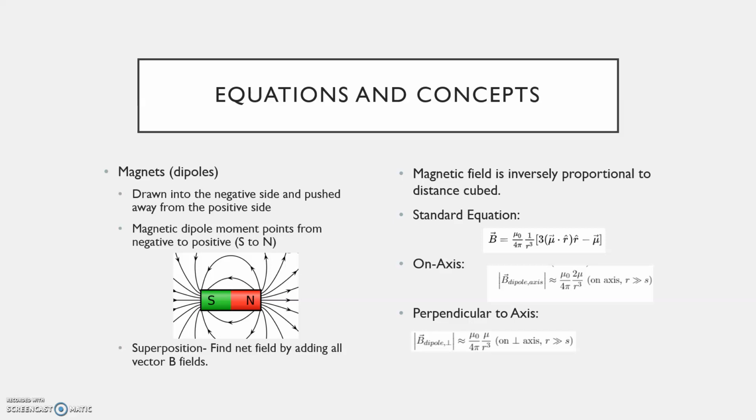Superposition is also used in this, as we find the net field by adding all the individual vector B fields. The magnetic field equation is also used. Magnetic field is inversely proportional to the distance cubed. The standard equation is shown, as well as the special equations for on-axis and perpendicular-to-axis locations. You notice that the perpendicular location's magnetic field is half the magnitude of an on-axis magnetic field.